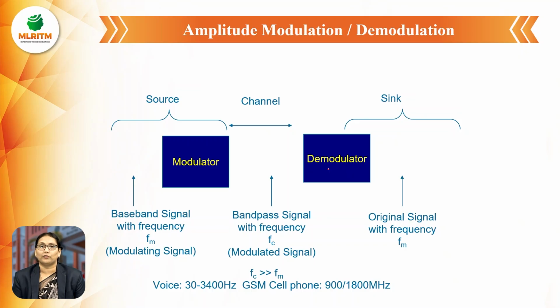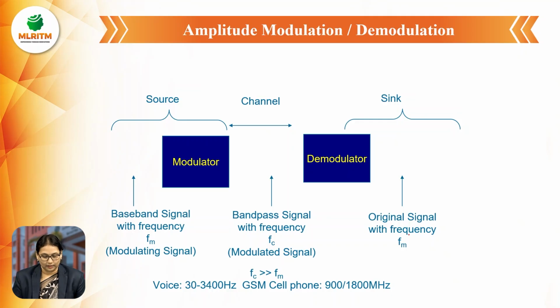In the modulator, what we are doing is adding a low frequency signal with the high frequency signal. In the demodulator, what we are doing is separating the low frequency signal and the high frequency signal. The low frequency signal is nothing but the modulating signal, information signal, or we can call it a baseband signal, which has a frequency of fm. And next, the original signal is recovered at the demodulator.